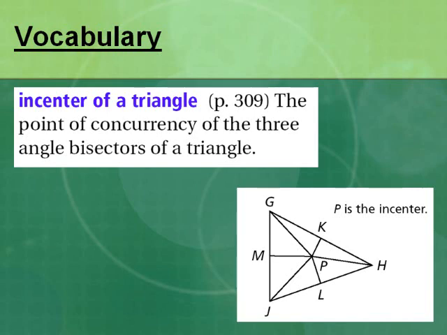Okay, we've got another vocabulary word. We have the incenter of a triangle. This is the point of concurrency of 3 angle bisectors of a triangle. So we have your angle bisectors. If you were to take a triangle and bisect the angles, so if I cut this angle in half with this ray, same thing if I cut this angle in half with this ray, and this angle in half with the ray, their point of concurrency, this point right here, is called the incenter.